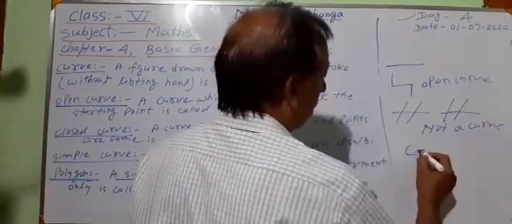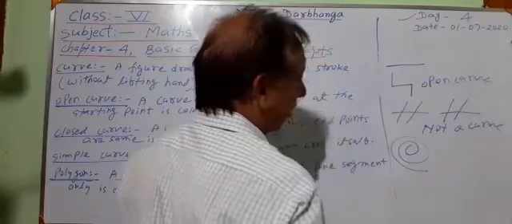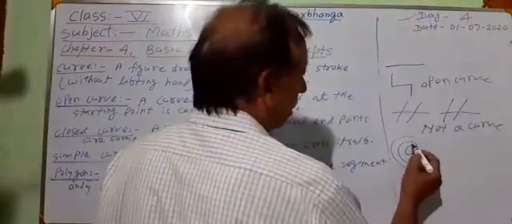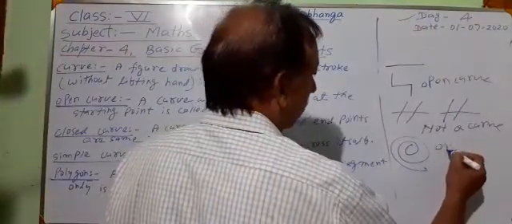Is this a curve or not? Yes, this is a curve. Is it an open curve or a closed curve? This is an open curve. Why is this an open curve? Because the ends are free. Open curve.